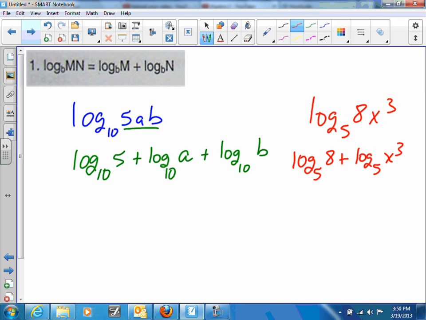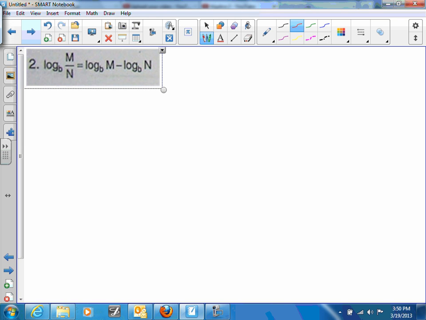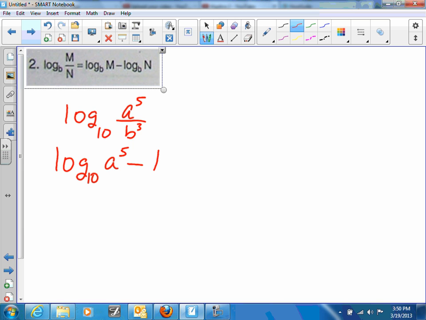Okay? Now, if I go to this next one, if I have a subtraction or a division, what if I gave you log base 10 of a to the fifth over b to the third? Well, because it's a division problem, I'm going to split it up into log base 10 of a to the fifth minus log base 10 of b to the third. Okay? Now, that's basically what you would do whenever you have a division problem.